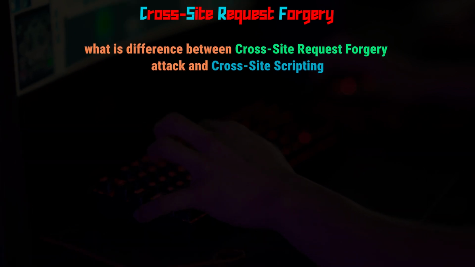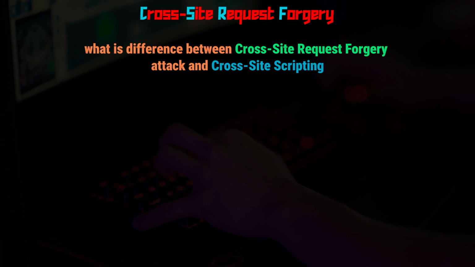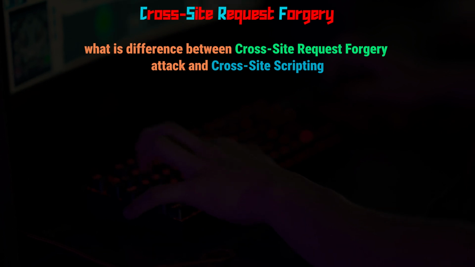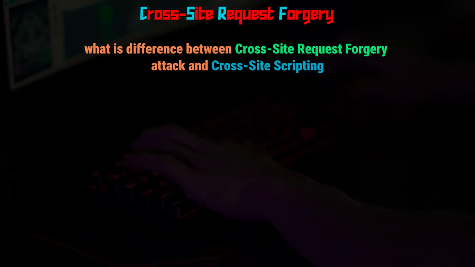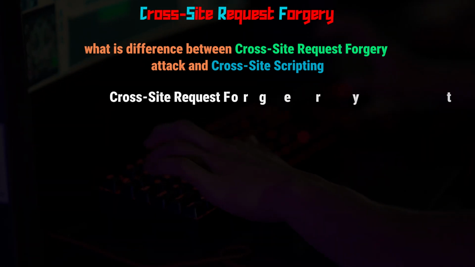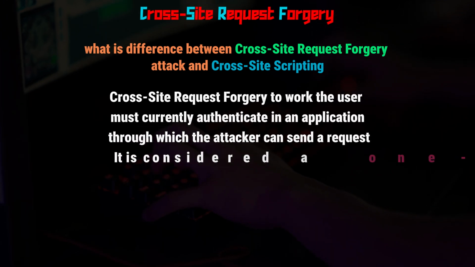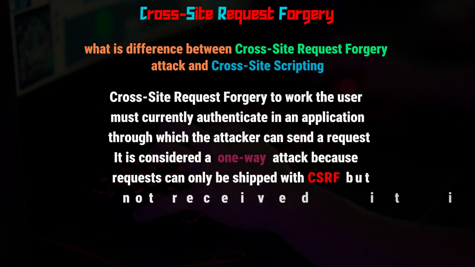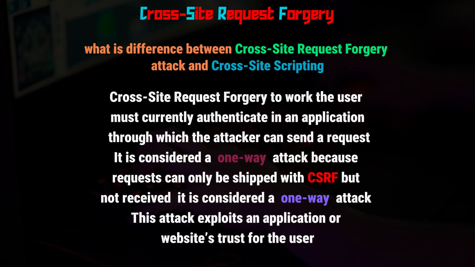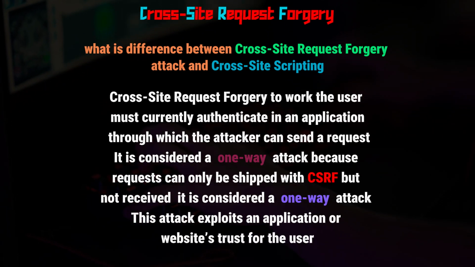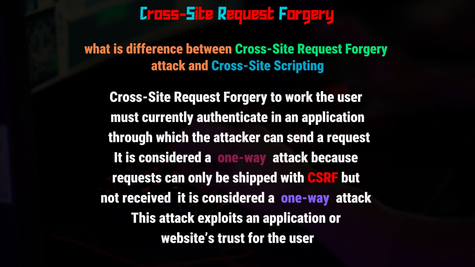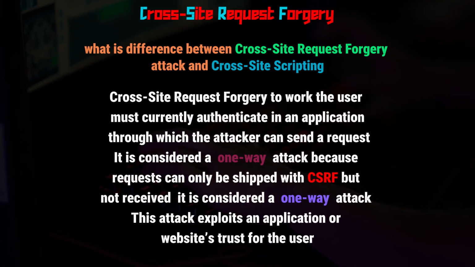There is a common question: what is the difference between a cross-site request forgery attack and cross-site scripting? Cross-site request forgery and cross-site scripting are different types of attacks, though they can be used in concert. Both of them are common JavaScript vulnerabilities. For cross-site request forgery to work, the user must currently be authenticated in an application through which the attacker can send a request. It is considered a one-way attack because requests can only be sent with CSRF but not received. This attack exploits an application or website's trust for the user.